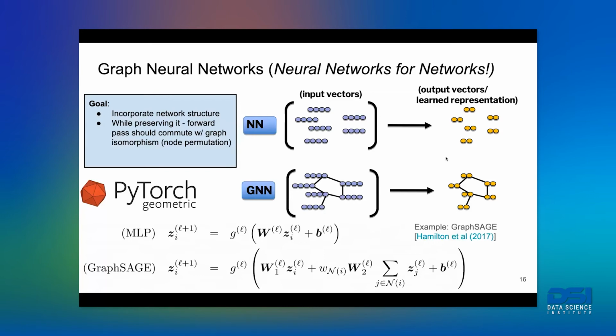And these types of approaches have been shown to really far outperform standard neural networks when the data has an underlying network structure to it.